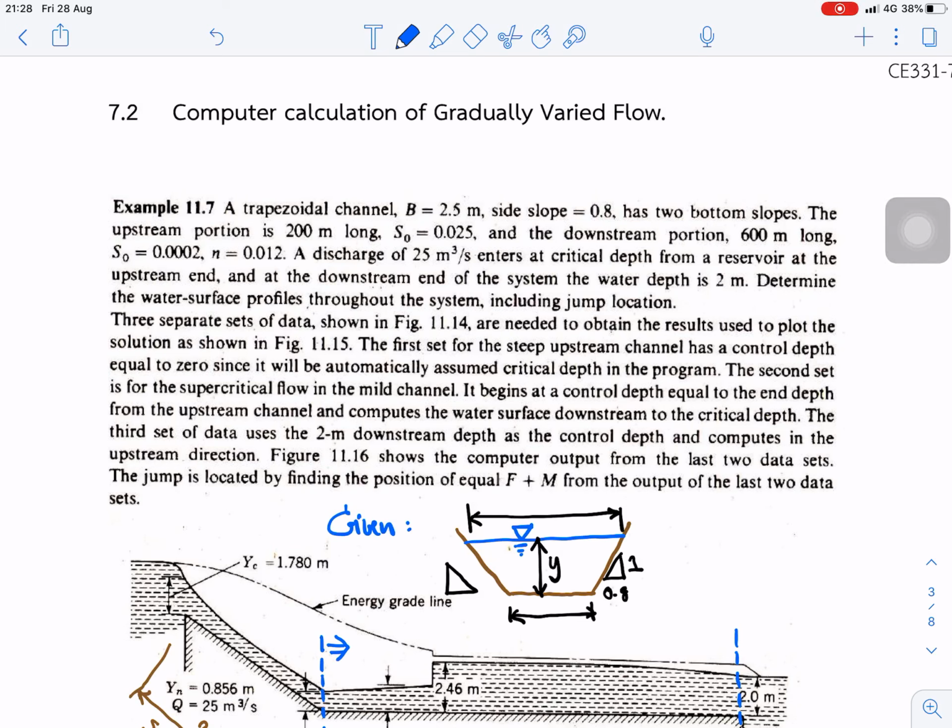In the next section, computer calculation of gradually varied flow. In this example, they use the SHORTHAND program to solve this problem. Let's go to this problem.